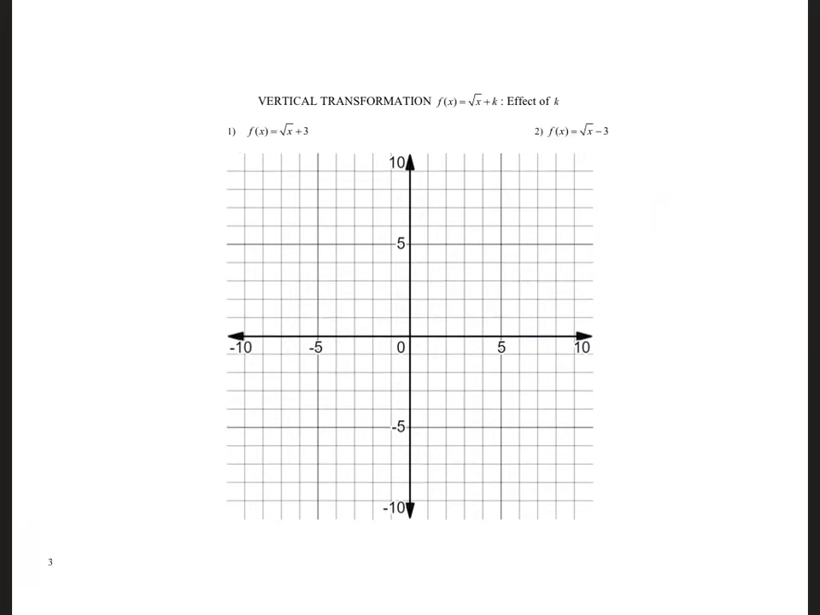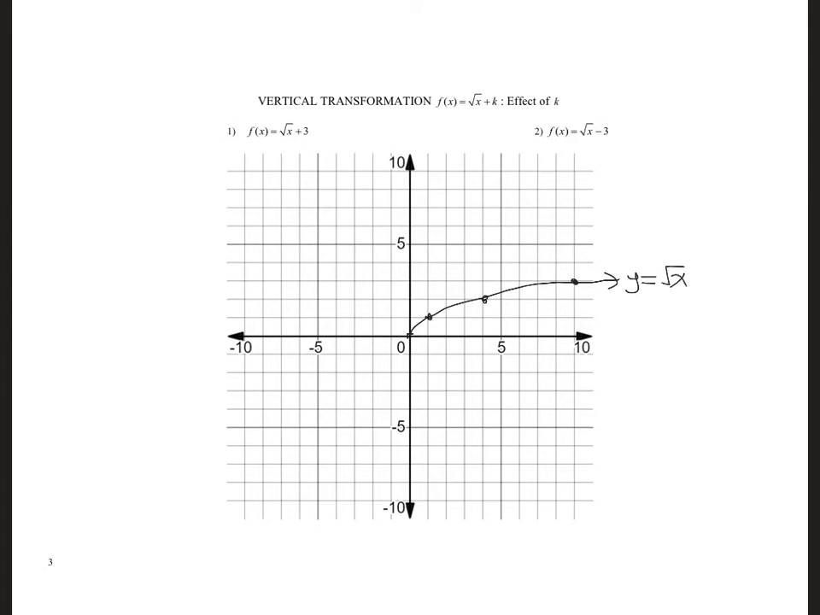Okay, we got the next one. Now we're going to look at the effect of k. So again, I'm going to start with the parent function. And this is 0, 0, 1, 1. And then 4, 2, and 9, 3. So I connect, y equals square root of x.